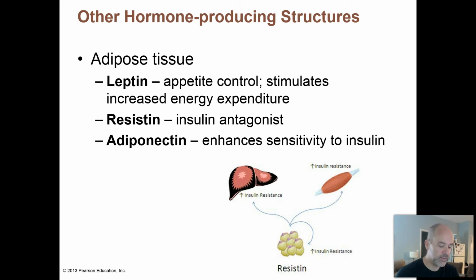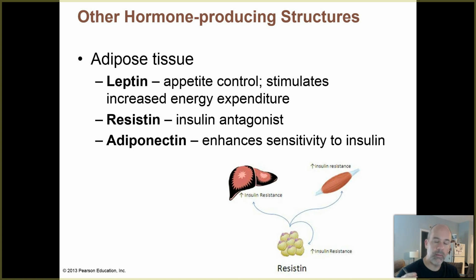Believe it or not, your fat cells, adipose tissue, have some endocrine functions as well. They produce at least 3 hormones, and one of those is leptin. Leptin is important for controlling appetite. Every once in a while you may see leptin in the news as well. People are really interested in whether or not we can manipulate leptin to decrease our appetite, which, as we all know, tends to be overactive a lot of the time for many of us.